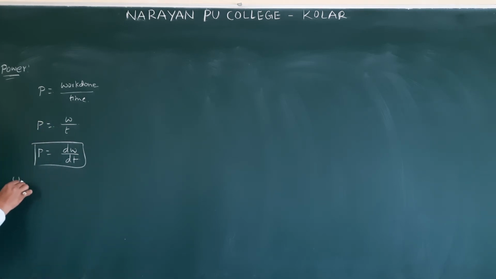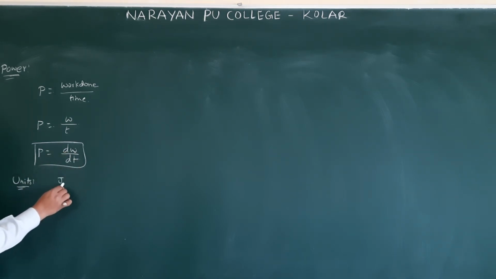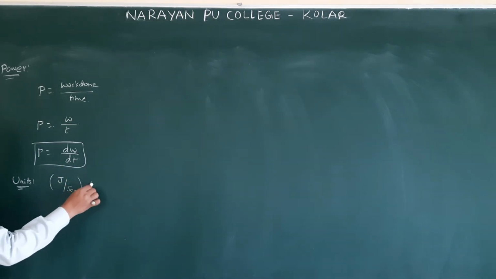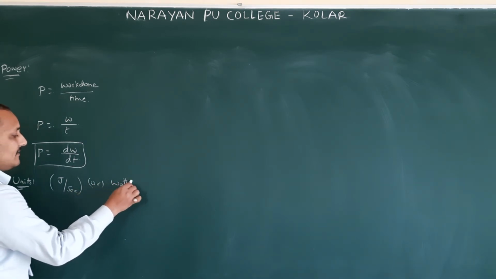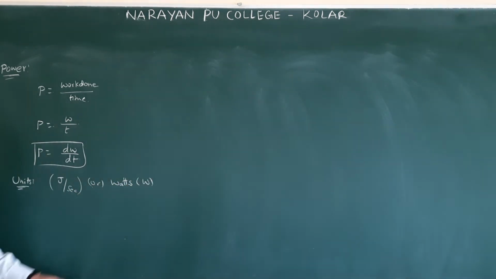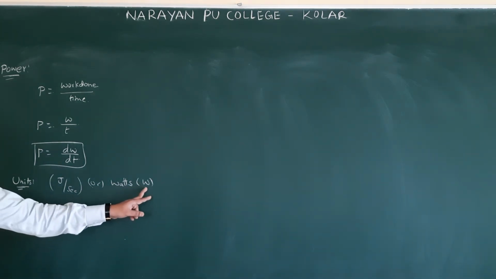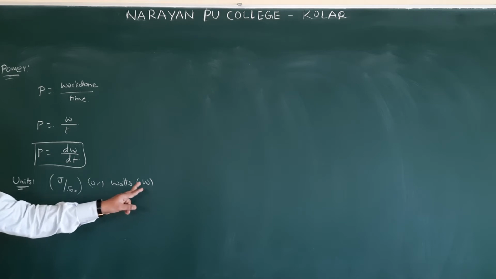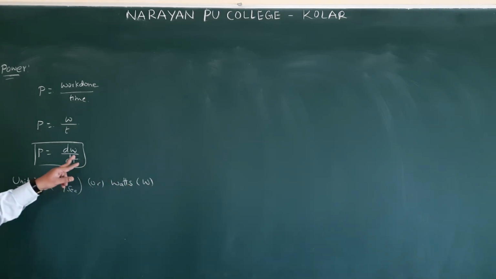Now what are the units? Whenever a definition comes, units will come. Whenever units come, the dimension formula will come. We already discussed all this, but we are giving it again, because each and every definition will have units and dimensions. So power, units. Work done units we came to know are joules. Time units are seconds. So joule per second. We won't always write joule per second, therefore we will write watts, simply W. James Watt, a scientist's name. Therefore whenever you use capital W, it refers to watts. Watt is the unit of power.